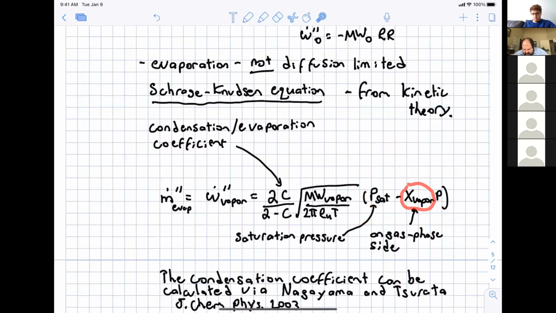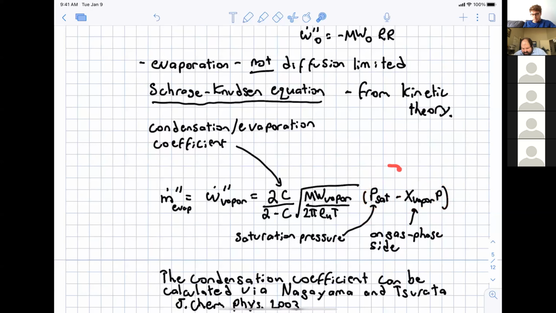And basically what is driving the evaporation is the difference between the saturation pressure of the vapor on the droplet and the partial pressure of vapor on the gas phase side. Okay, and so if they are out of balance, there is a net phase change, and it predicts both evaporation.